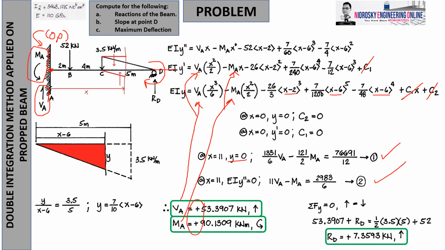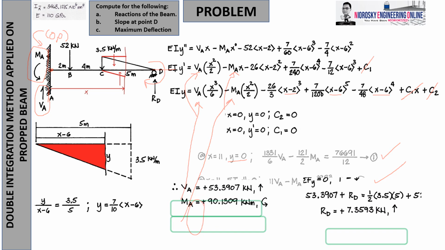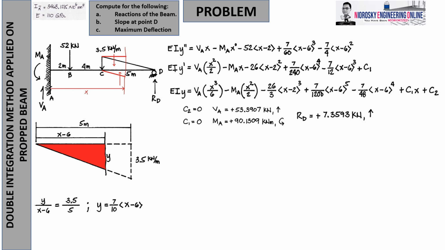So, don't forget that whenever you provide answers for the reaction, you have to supply the value, the unit, and the direction. It's very important. Okay, so knowing those of the reaction, now we compute for the slope at point D. And point D is located at x is 11.